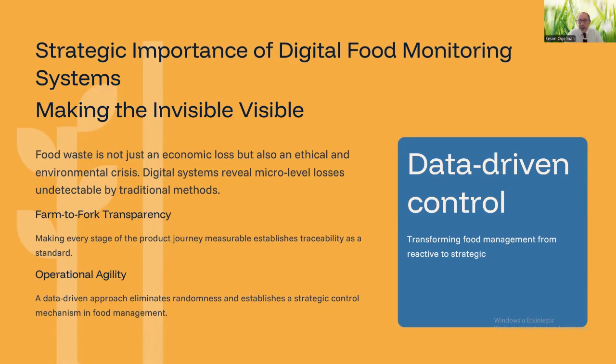The first and most vital step in addressing this crisis is precisely monitoring the losses occurring through the food supply chain. Digital food monitoring systems provide a transparent and constantly measurable structure for the product's journey from farm to fork. The core philosophy of this system is to make the invisible visible. Micro-level losses that are impossible to detect using traditional methods are transformed into concrete operational data through digital sensors and advanced data analytics.